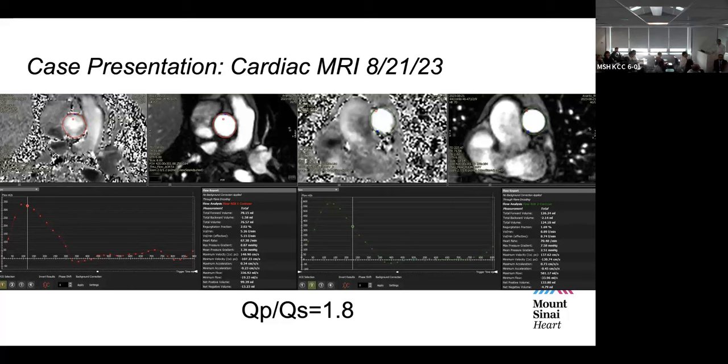We saw that we got a significant shunt, a significant QP/QS of 1.8 using phase contrast imaging. And so we saw, okay, there is a big shunt here, we need to go find it, and that's kind of what we did after the fact. And we started doing these special protocols.